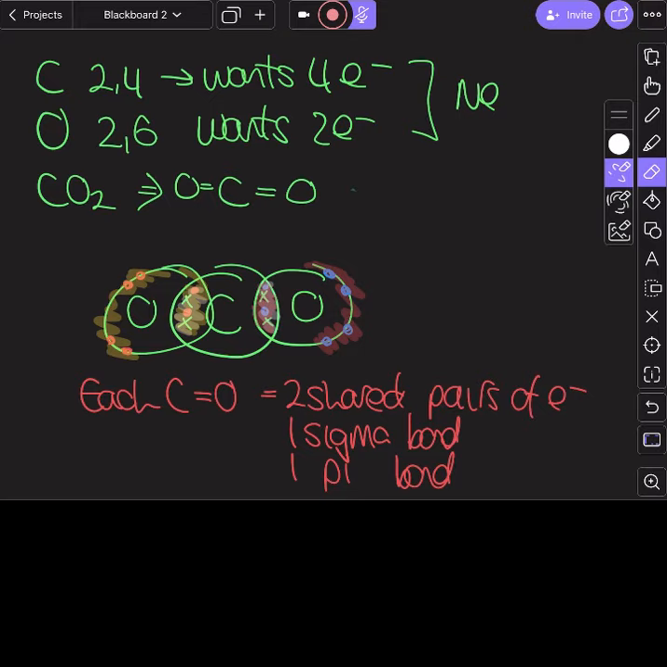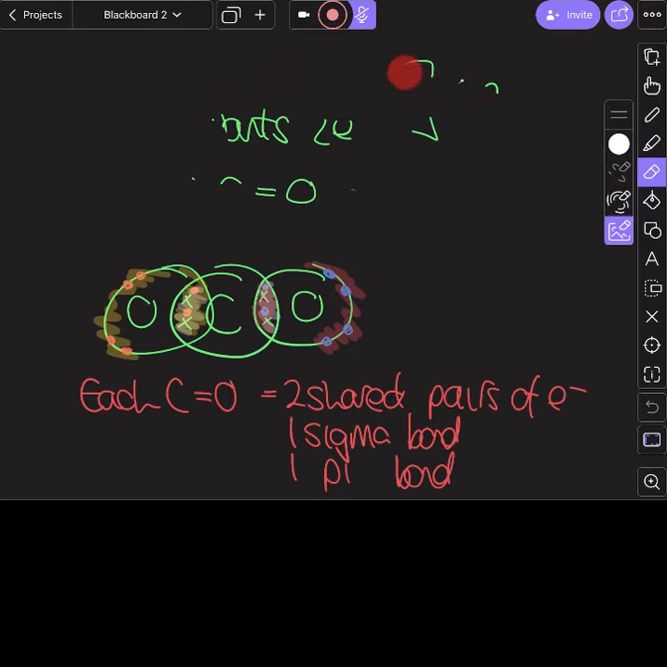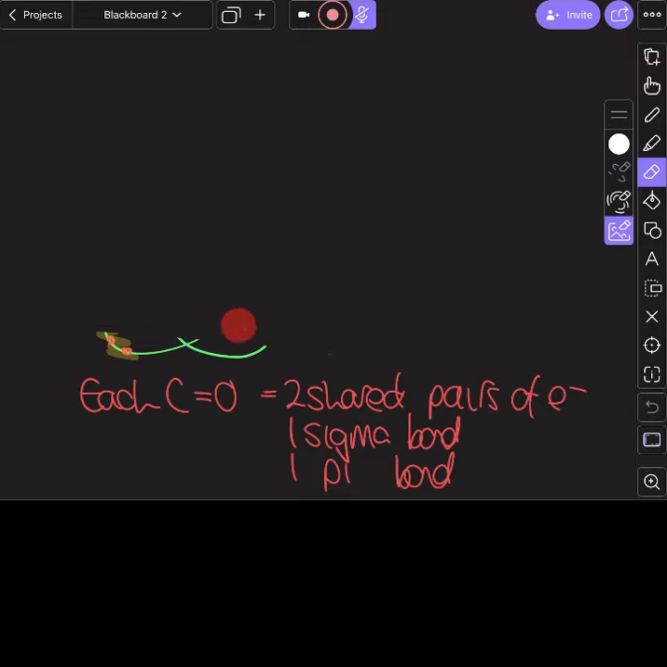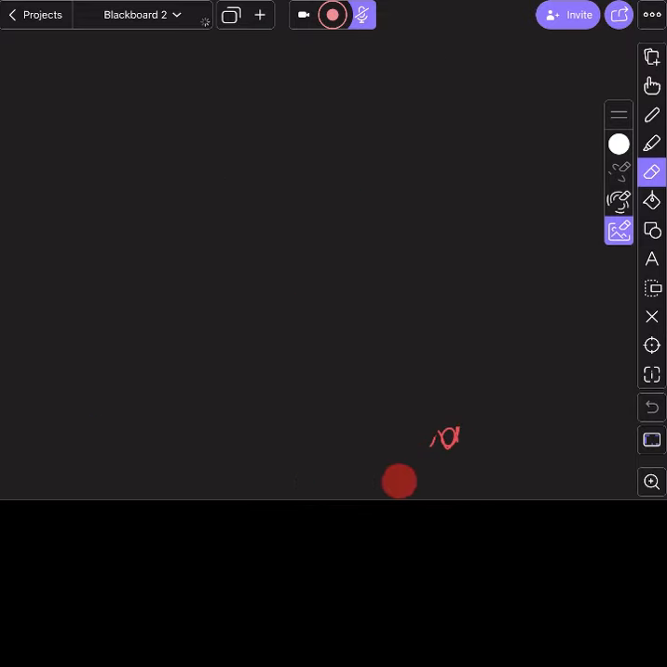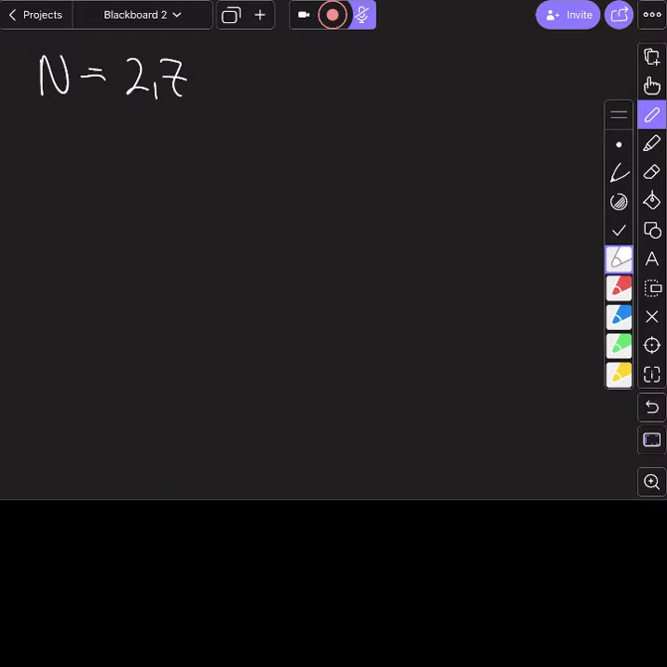So we flip over our page and we do our last one, which is something that is triple bonded. Triple bond means 3 shared pairs of electrons. We have already looked at nitrogen. So our nitrogen is a 2,5 electron configuration, 2 in the first row, 5 in the second. So it wants to be like neon. It needs 3 electrons for happiness.